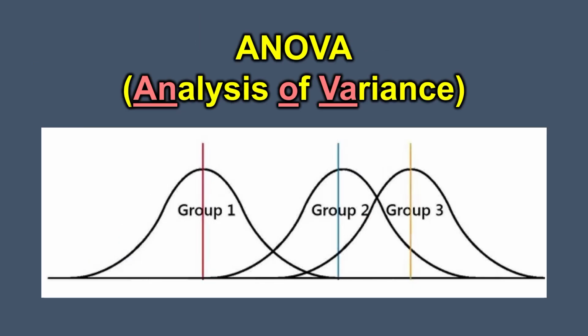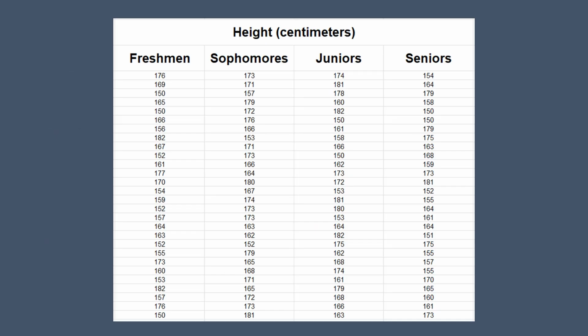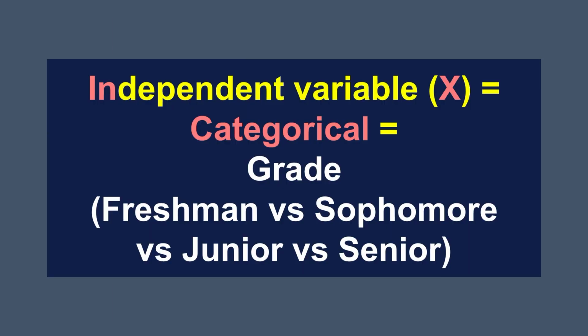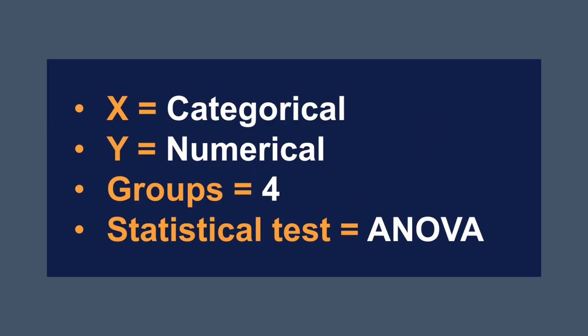Now let's talk about the ANOVA, or analysis of variance. A t-test compares averages between 2 groups, while an ANOVA compares averages between 3 or more groups. Let's say we wanted to compare the average height between all 4 grades, freshman, sophomore, junior, senior. On average, who's taller? Once again, x is categorical, but this time the data is split into 4 categories instead of 2. Y is still numerical. It's still average height. So because there's a categorical x split into 4 groups and a numerical y, it's the perfect time to do an ANOVA.